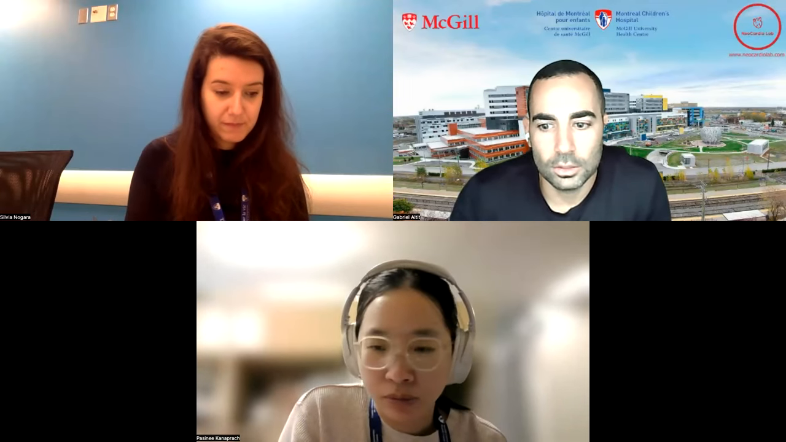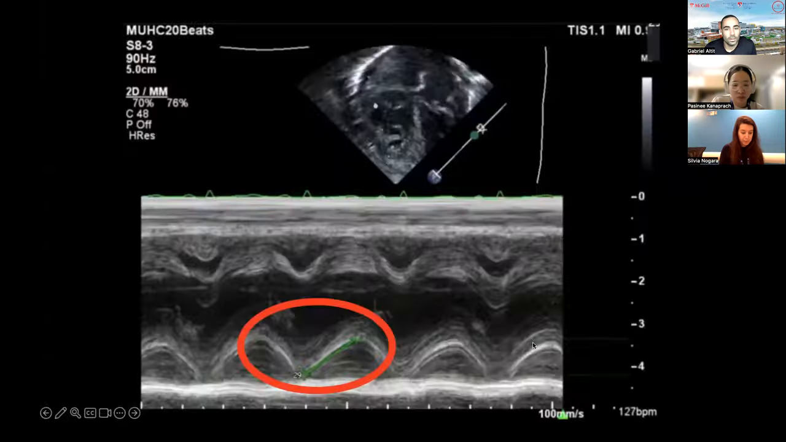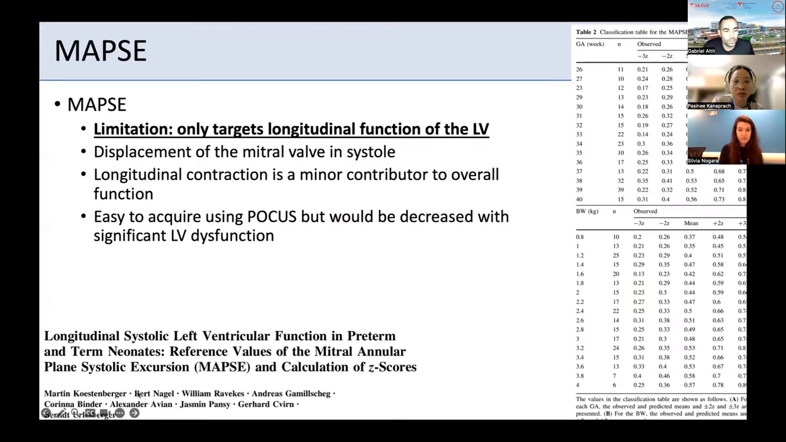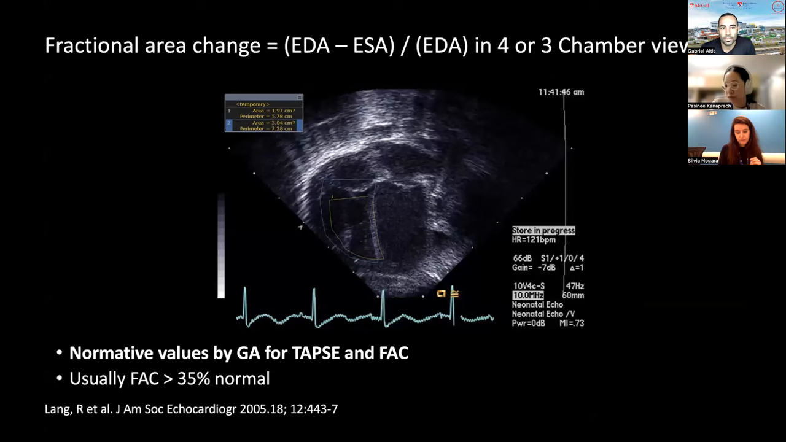Where is my presentation? It's here. Okay, MAPSE, I spoke about it. It's the same group of Dr. Kustenberger who published this normative value. But as I told you, it's not something I use typically, but it's an easy metric to acquire, especially if you're teaching in your unit, like things like POC, point of care ultrasound, and you want to teach people a quantifiable, easy metric to get. Compared to EF, which is much more user dependent, and you need experience to use it.